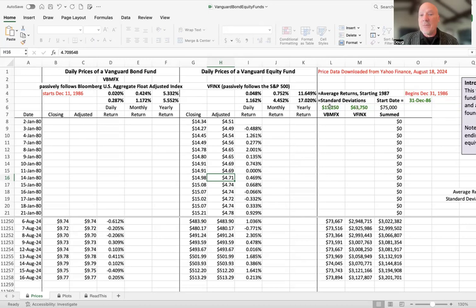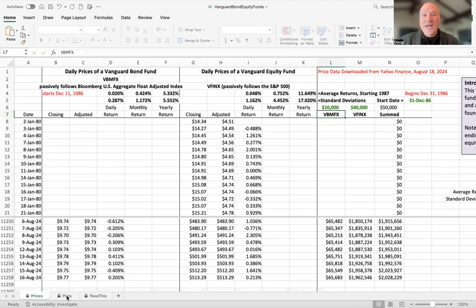Here's where you put in how much money you want to invest in bonds and how much money you want to invest in equities. Now, let's just say we have $10,000 for bonds and $40,000 for equities. So that would be 20% in bonds and 80% in equities, and the total investment would be $50,000 starting at the beginning of 1987.